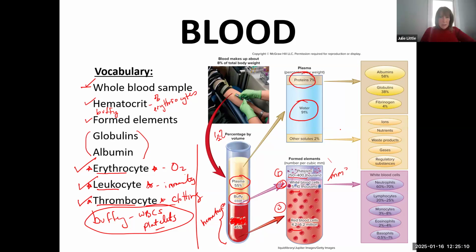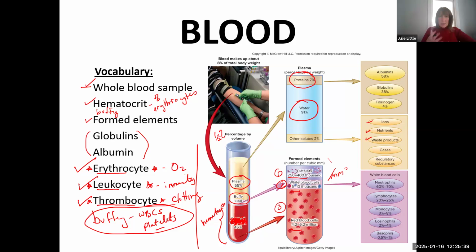Sodium, potassium, magnesium, calcium. Those are your ions. Nutrients from the digestive system. We eat, the food goes into our digestive system, and then the digestive system breaks down the food, and we get the nutrients and put those into the blood, and they're carried around in what part of the blood? The plasma. Waste products. An example of a waste product that would be carried in blood would be nitrogenous waste.